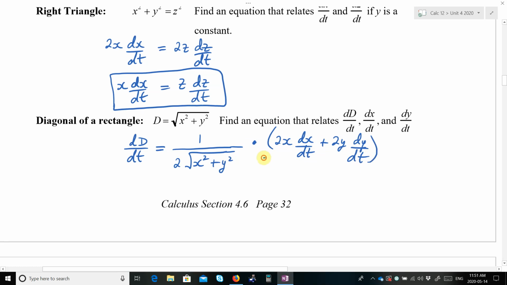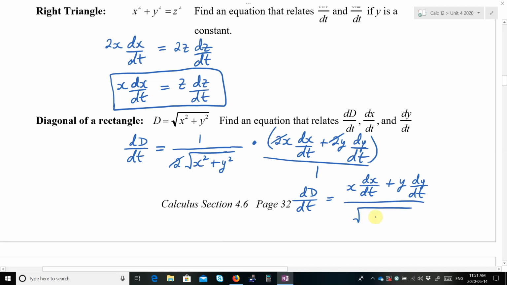And all of that stuff is on top of the fraction. But you notice that there's a factor of 2 on everything up top. So if we were to divide that 2 out, it would cancel with that 2. So here's what we're going to get: dD/dt is equal to, on the top, we have x dx/dt plus y dy/dt, divided by the square root of x squared plus y squared.